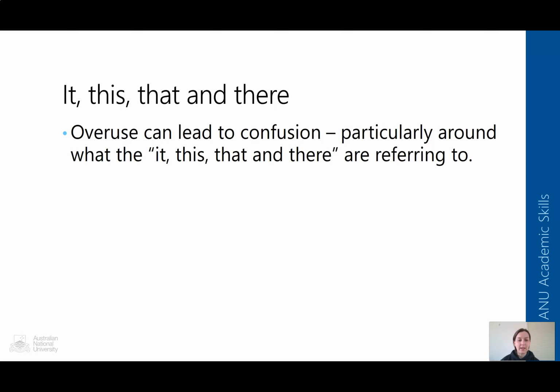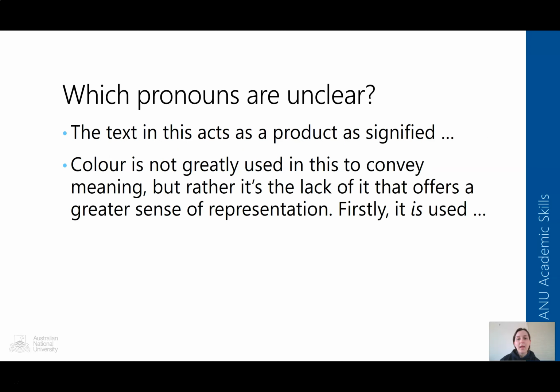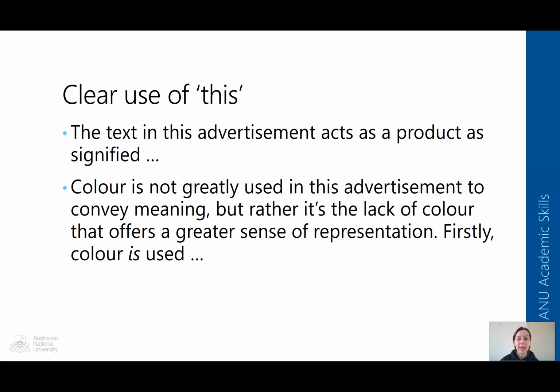Another thing that can lead to confusion is with pronouns like it, this, that, and there. They can often refer to something that you mentioned above, but if it's not clear what you were referring to, your reader can get lost. So for instance, these are examples of unclear pronouns where you're not entirely sure what this or what the it in the second example mean.